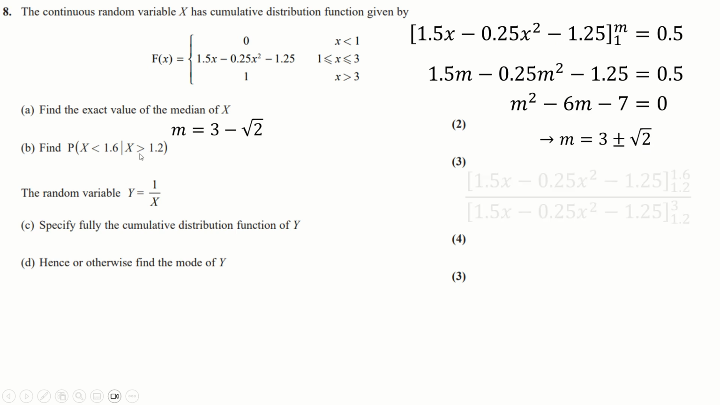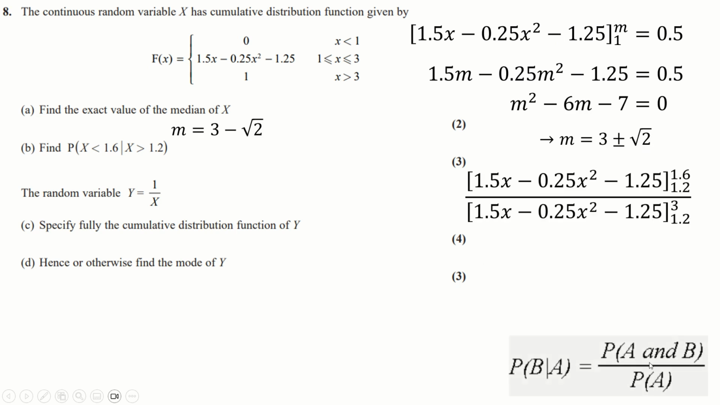For this one here, we can use this idea here, which I pasted. Probability of B given A is the probability of A and B over probability of A. So probability of A is just being between 1.2 and 3. So we can just substitute those two values into the cumulative function. And probability of A and B is being between 1.6 and 1.2. So we can sub in those. You can probably just type that into an advanced calculator nowadays.